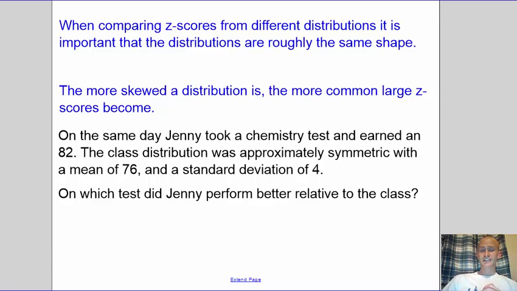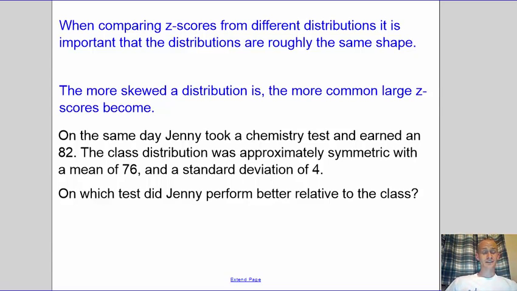On the same day, Jenny took a chemistry test. So we're back talking about Jenny. We have one more example for you. On this test, she earned an 82. The class distribution was approximately symmetric with a mean of 86 and a standard deviation of 4. On which test did Jenny perform better relative to the class?